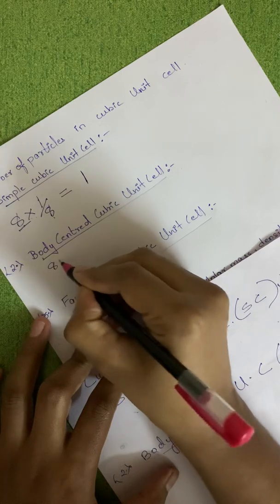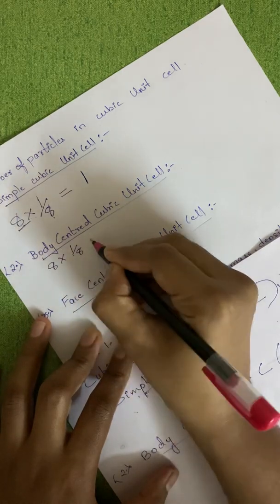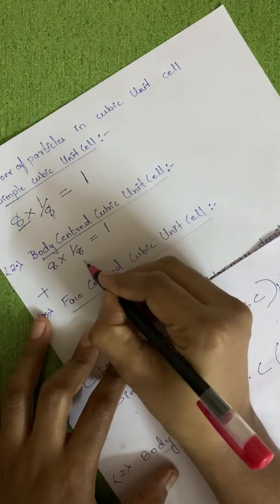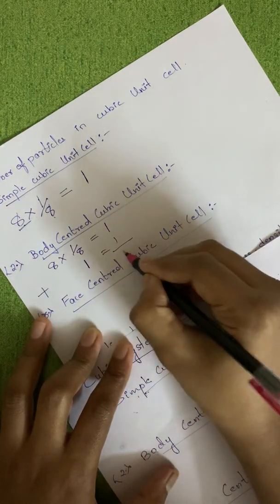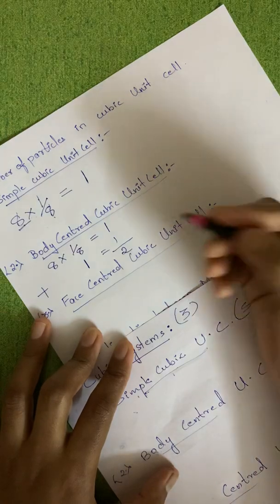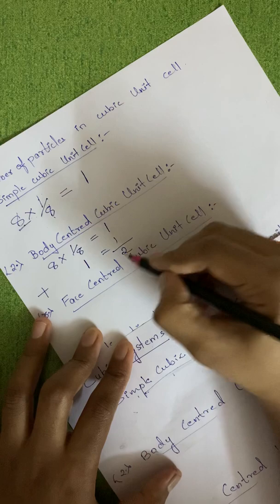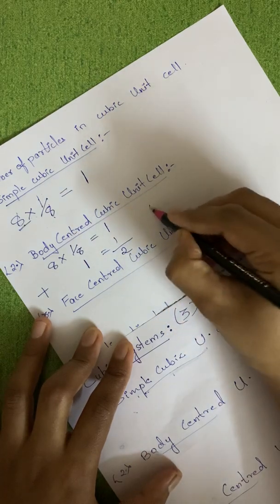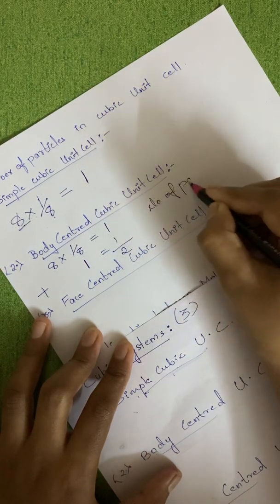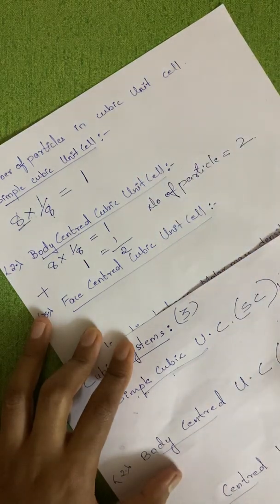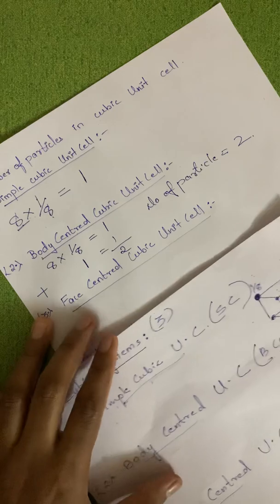There are 8 corners multiplied by 1/8, that is equal to 1, plus 1 whole particle at the center. So this is nothing but 2. So in a body centered cubic unit cell, the total number of particles will be 2 here.